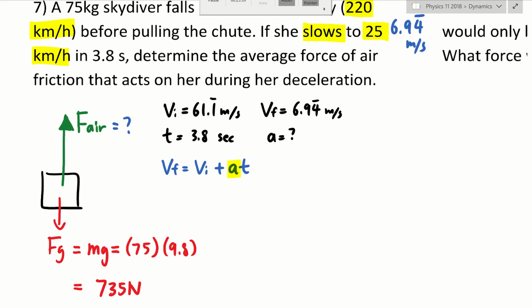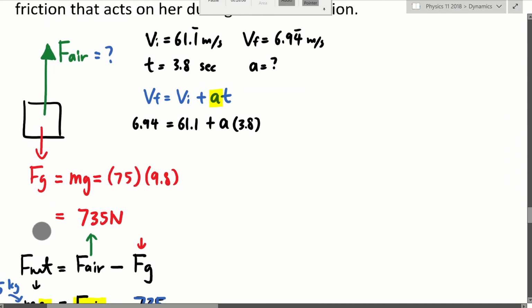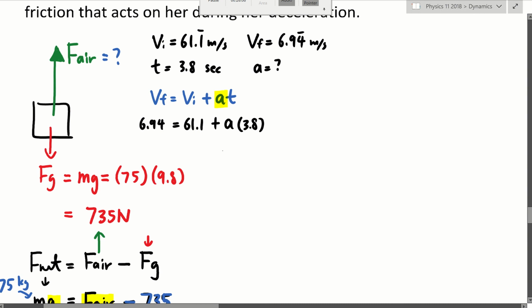Okay, so some algebra later, when you substitute the numbers in, V final equal to 6.94, V initial equal to 61.1, acceleration unknown, time is 3.8. So after some algebra, the acceleration is now some value that we can use. So let me go in here and write down the acceleration at this point. So the acceleration turns out to be negative 14.25 meters per second squared.